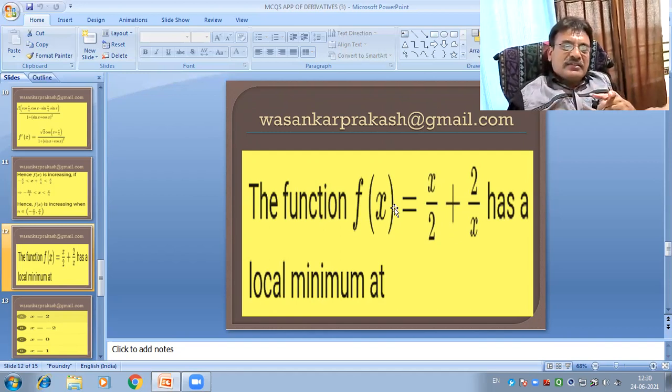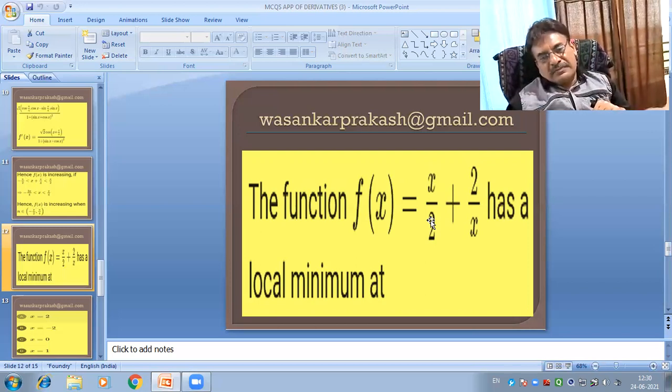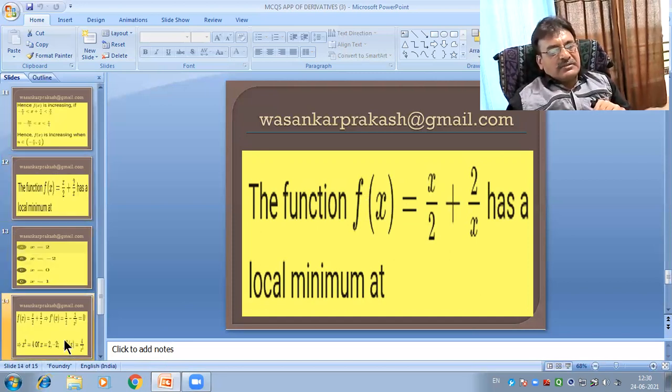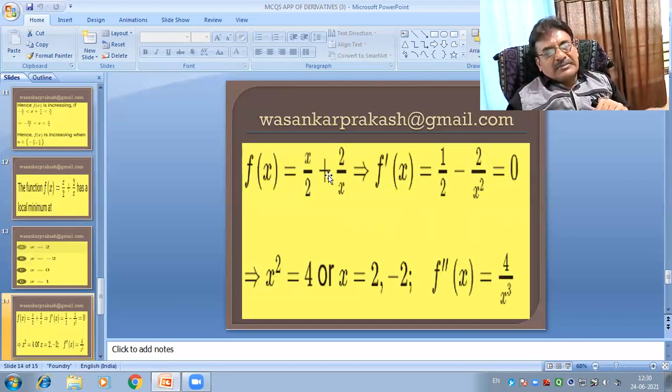So first we write the given function, and from it we find the first order derivative, that is f dash of x. Then find the roots of the first order derivative, and next we find the second order derivative. My given function is f of x is equal to x by 2 plus 2 by x, and we find out the first order derivative.